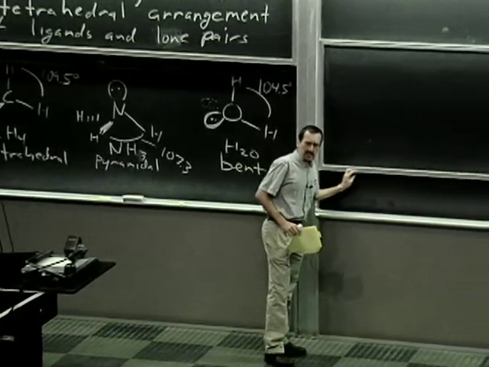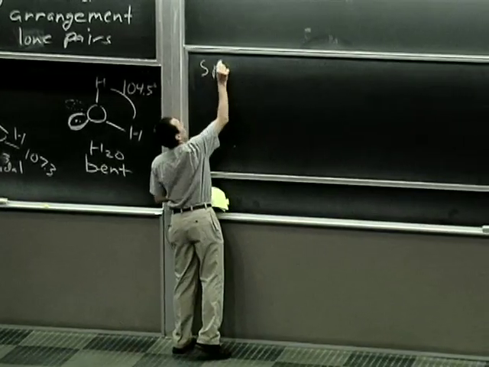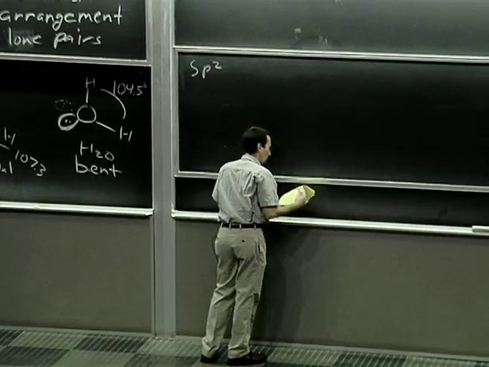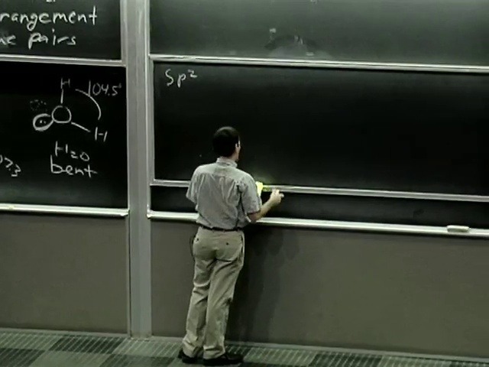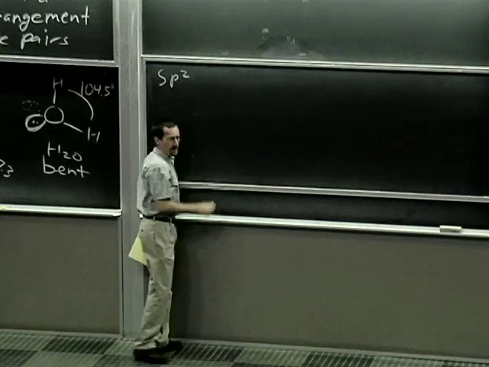All right, we've seen some sp2 hybridized atoms before. sp2 hybridized atoms have about 120-degree bond angles and a trigonal planar arrangement of ligands and lone pairs.